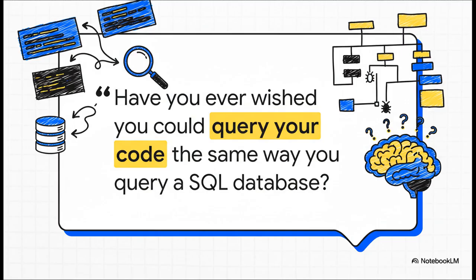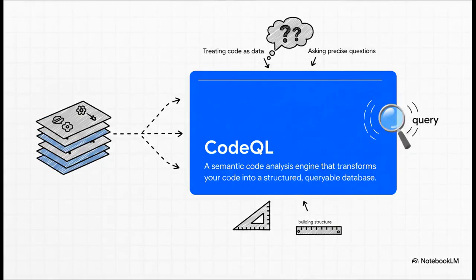How do you ask really deep, complex questions about a code base that's maybe millions of lines long, written by tons of different people over years and years? And that is where CodeQL comes in. It's the answer. See, instead of just seeing your code as a bunch of flat text files, CodeQL treats it as data. It builds this rich, relational database from your source code, which then lets you ask these incredibly precise questions. This is the big idea we're going to unpack.